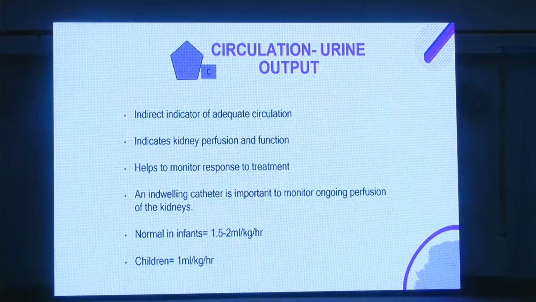Many doctors, many nurses forget this. When doctors give a bolus, they just give the bolus and they do not categorize the patient. Without categorizing the patient, we can't assess the output. And normally, urine output normal range is 1.5 to 2 ml per kg per hour in infants. In children, it is 1 ml per kg per hour.